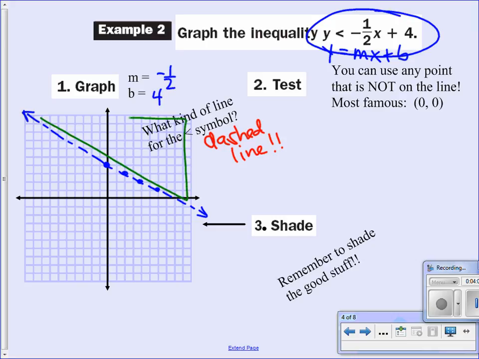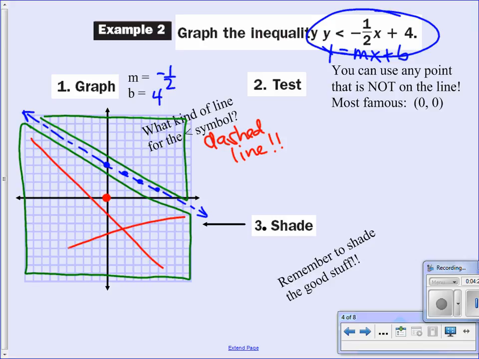But do you notice that you've created two sides of your graph? You have this side of your graph and you have this side of your graph. You're going to shade one whole side. And to do that, we're going to test a point. Well, the easiest point to test is 0, 0. 0, 0 would be on this side.